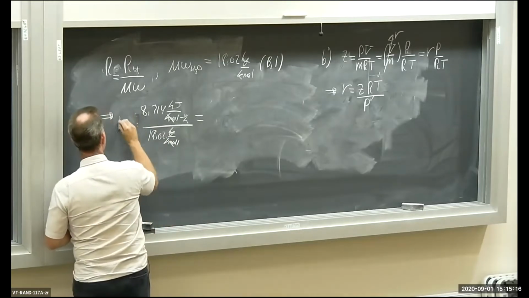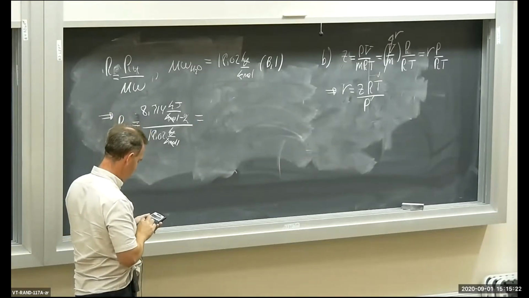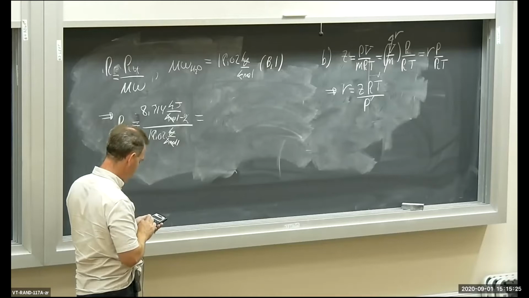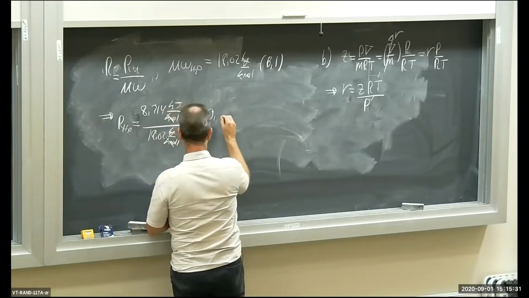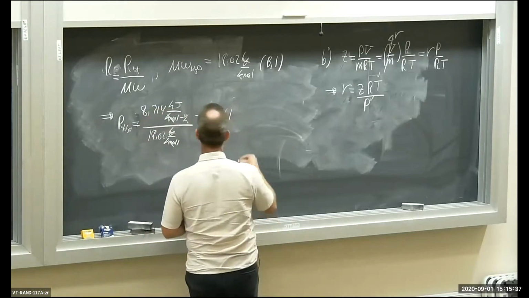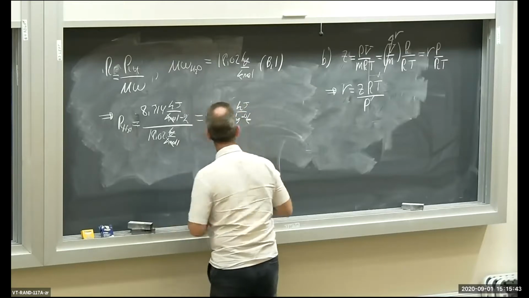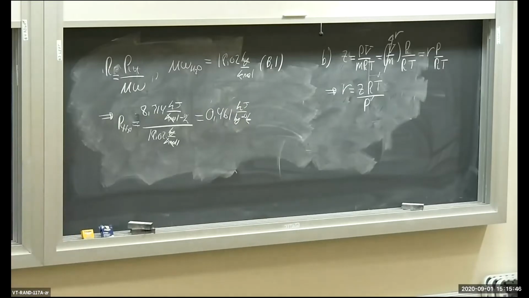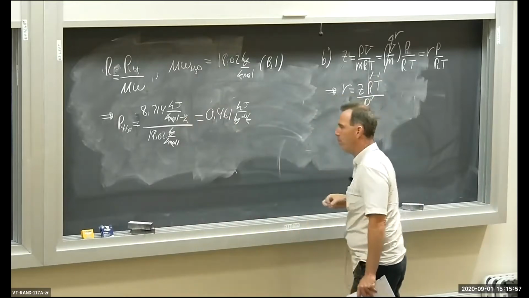So R for H2O. We're going to have 8.314 divided by 18.02, which is 0.461, and that's going to have units of kilojoule per kilogram degree Kelvin. Okay? So that's R for H2O. So now I've got R for H2O.